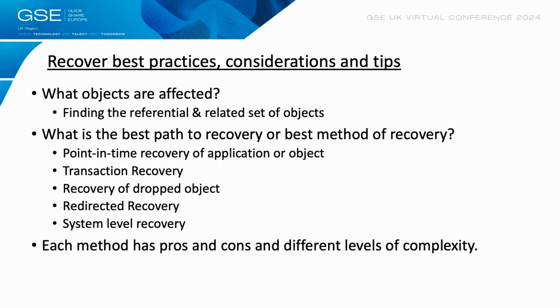I mean, if there's only one table being dropped and you've got a point in time and you know you can get back to that and everything else will be fine, that's great. You've just got the one object, but you might need to span out. And once you've determined what's going on and what you need to recover, you then need to decide which is better. So you've got the point in time recovery of an application or an object, which is the standard recovery.